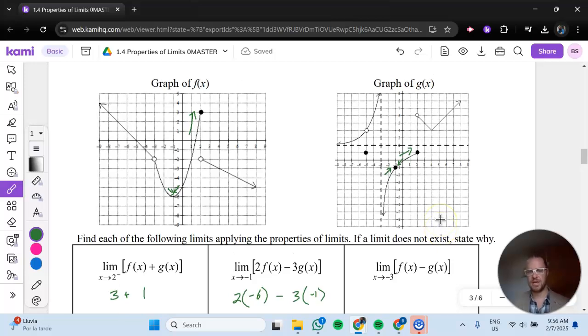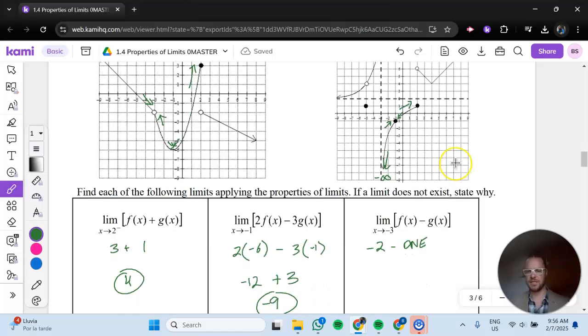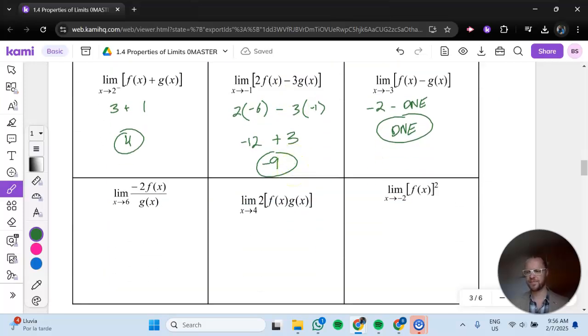Next one, we're going to approach negative 3 for f of x. As I approach negative 3, from both sides here, I get negative 2. And then I'm going to subtract g of x as I approach negative 3. Negative 3 is that asymptote, and since I approach two different things, positive infinity and negative infinity, it doesn't exist. Now, as soon as one of them doesn't exist, we just say the whole thing does not exist. Okay, we can't have just part of it there.